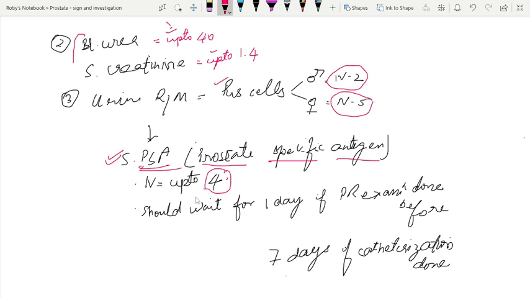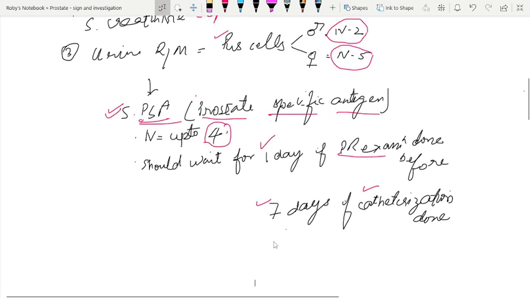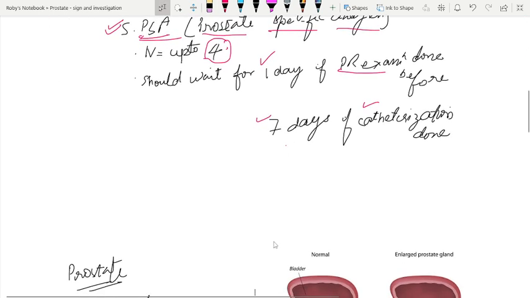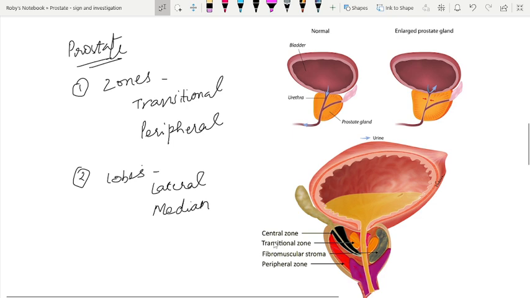Another important thing to remember is if we have done rectal examination, then we have to wait for 1 day before getting the PSA done. If the patient came with acute urinary retention and catheterization is done, in that condition we have to wait for 7 days because rectal examination and catheterization normally increase the PSA value.